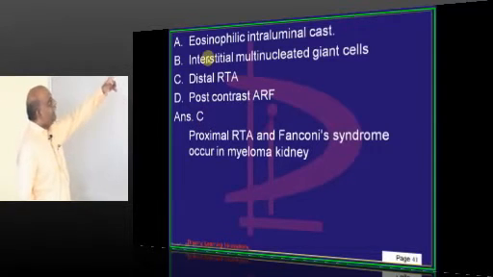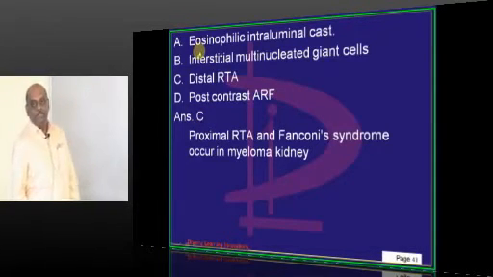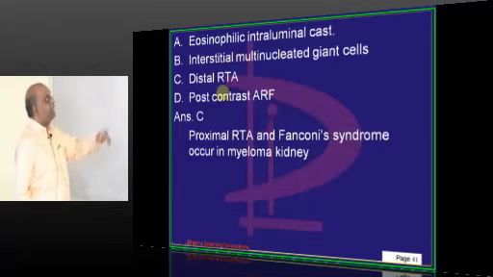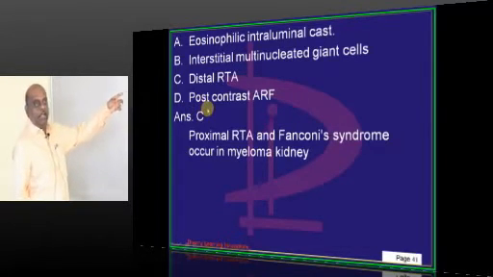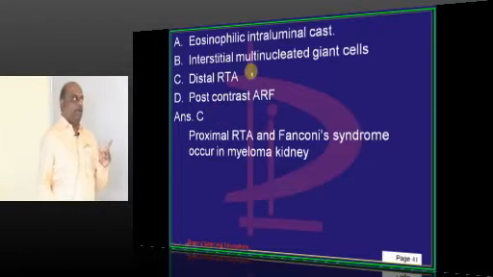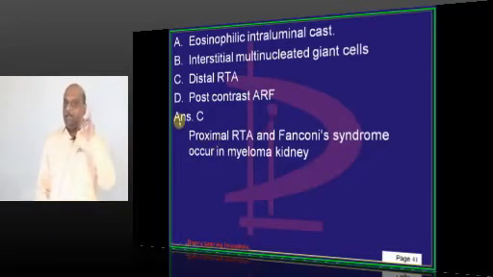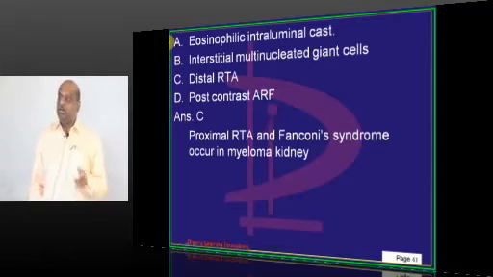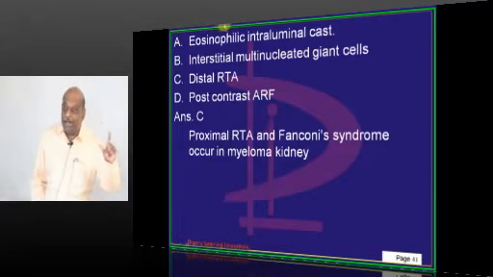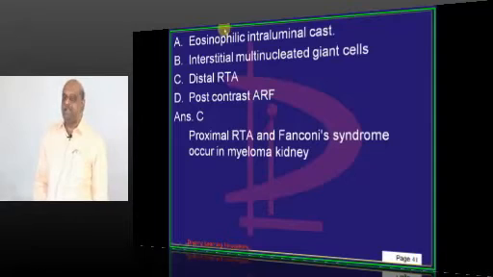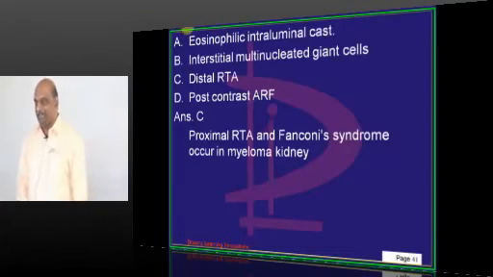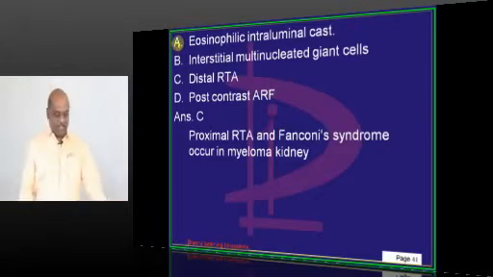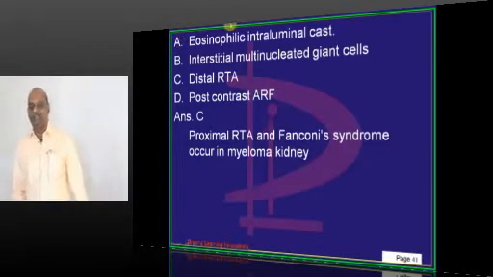It leads to eosinophilic intraluminal casts, it can lead to interstitial multinucleated giant cells, and in multiple myeloma patients, don't forget, multiple myeloma patients and diabetic nephropathy patients whose creatinine is high are all at a great risk of developing contrast induced nephropathy. Whenever you are posting them for any interventional procedure where you need to administer the contrast, you have to hydrate them very well.